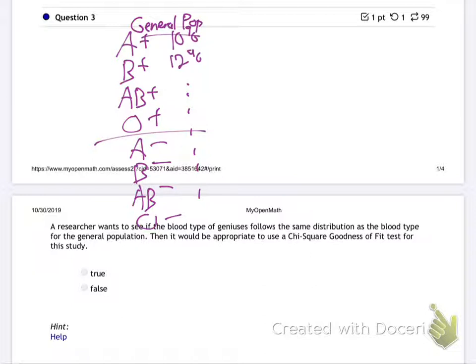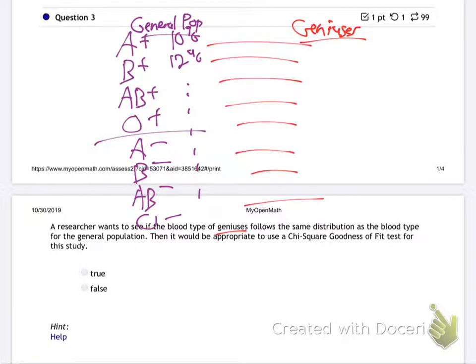And then they're wondering if we took geniuses, like super smart people, would the percentages fit? Well, I just said it. It's a fit question. It's another goodness of fit. It's goodness of fit. Oh, did they ask that? Yeah, they're right. Goodness of fit. True. You're seeing if the geniuses' blood type percentages fit the general population. Does that make sense?